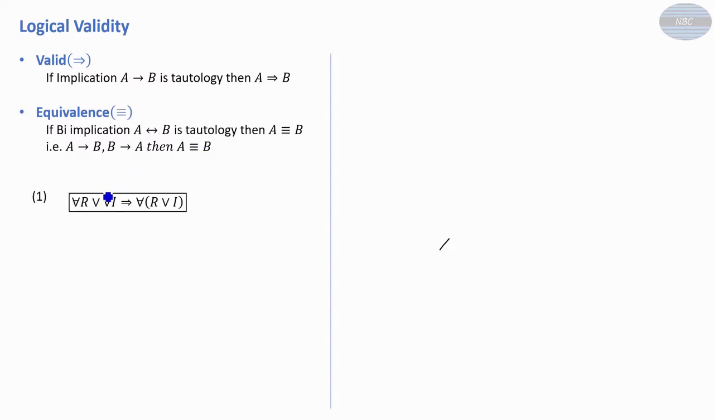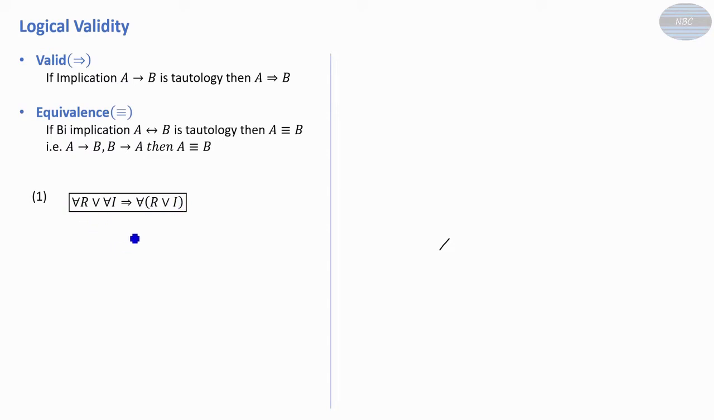So come to one example here. In this example, we'll prove that the left hand side is valid to the right hand side. It means this left hand side implication right hand side is always true.